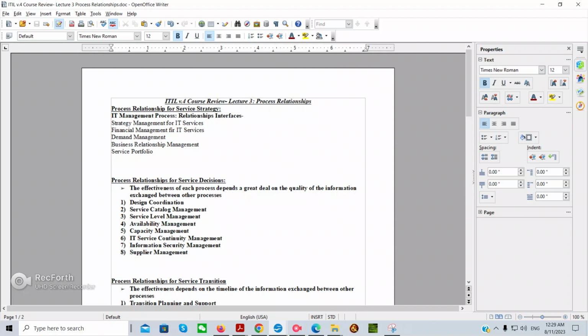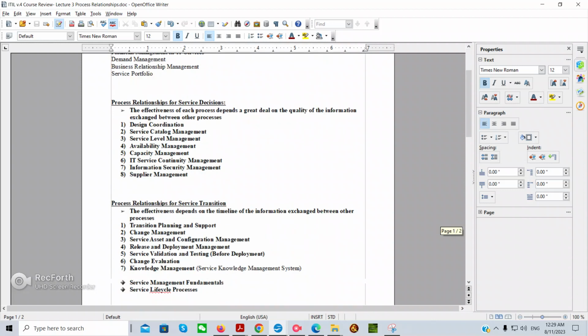Next we have process relationships for service design. The effectiveness of each process depends a great deal on the quality of the information exchanged between each process. That is, design coordination, service catalog management, service level management, availability management, capacity management, IT service continuity management, information security management, and supplier management. So that is the process relationship for service design.